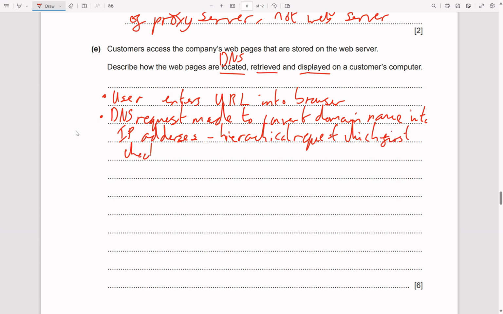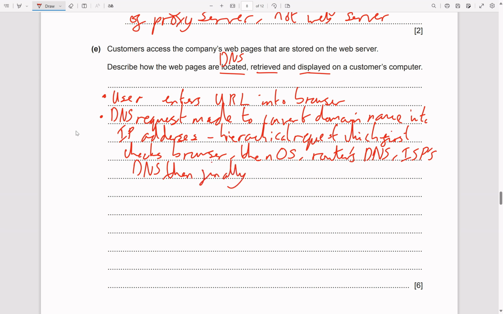Right, so first checks browser. Then OS, operating system. Let's say routers DNS. Then let's say ISPs DNS. And honestly, you probably don't need this much detail. Then finally, let's say the global, or it's also called authoritative name servers. So these authoritative name servers, these are like the global ones.